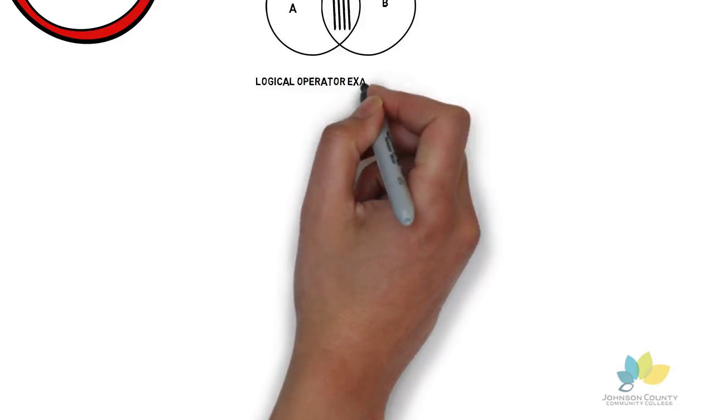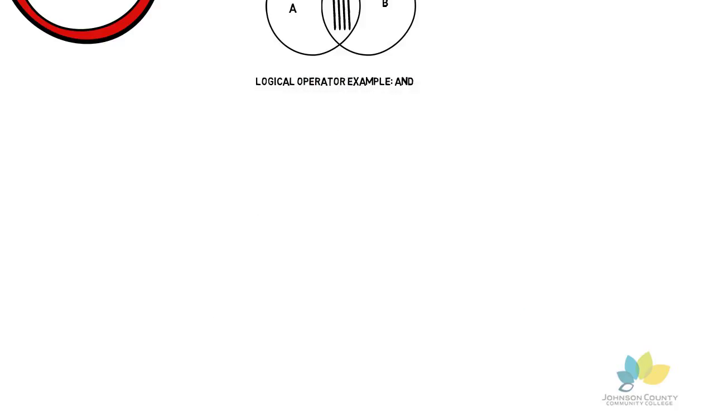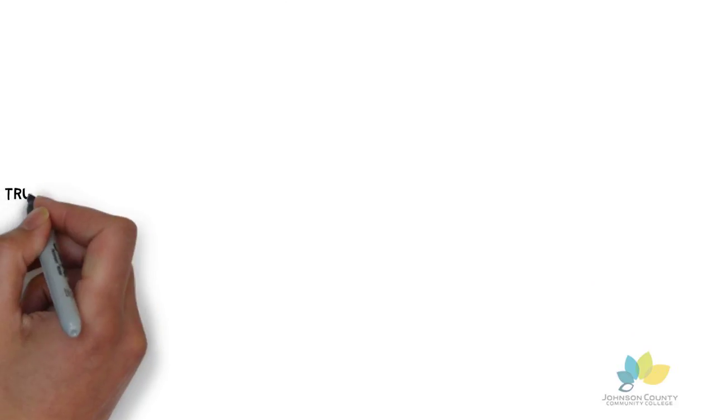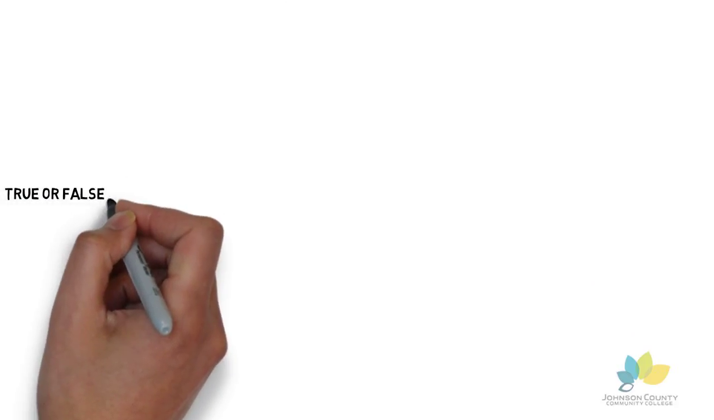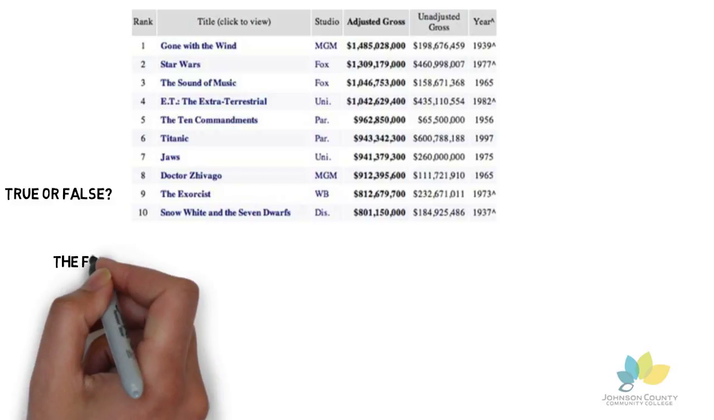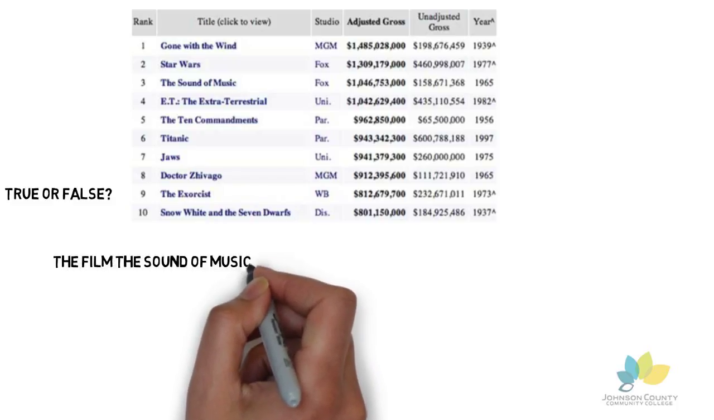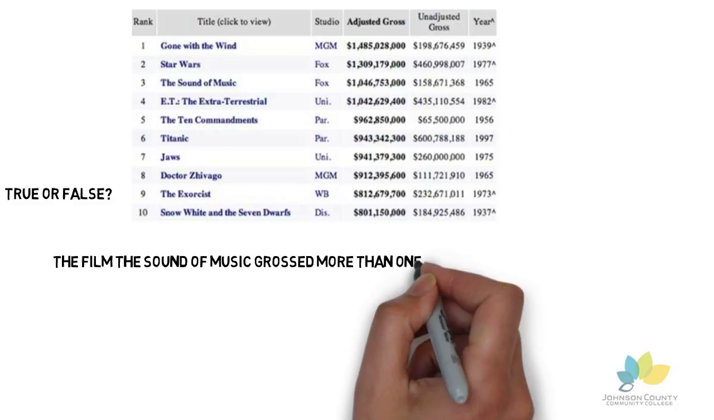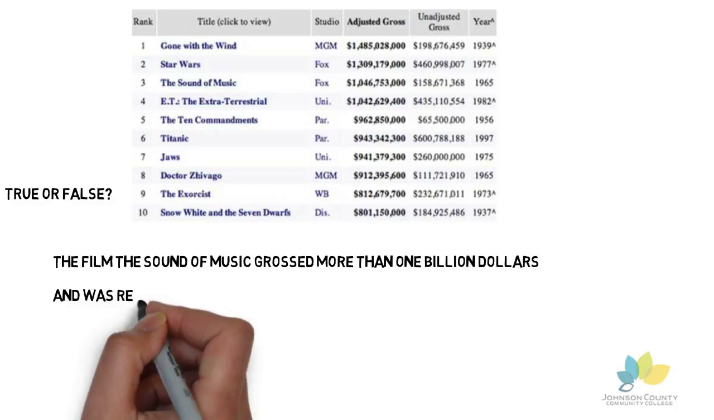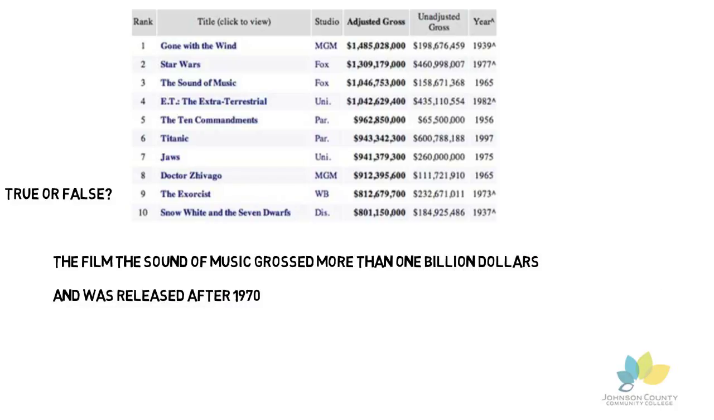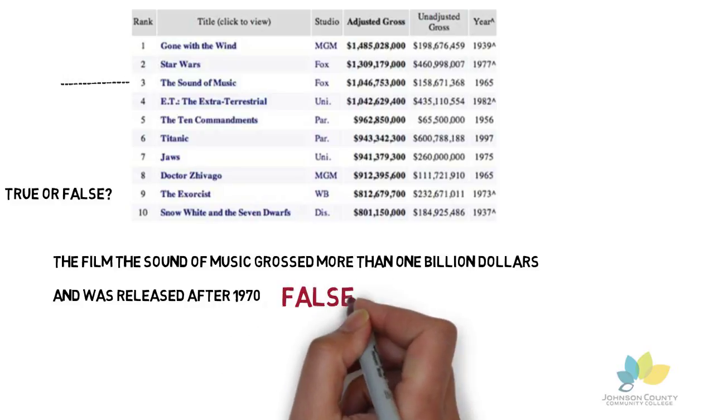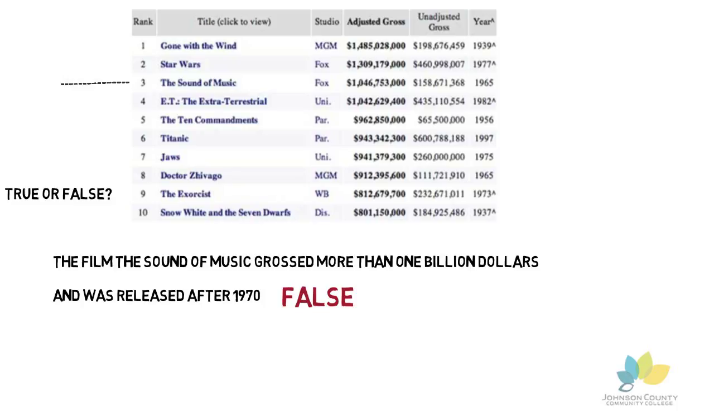logical operator example using "and". Is it true or false? The film The Sound of Music grossed more than $1 billion and was released after 1970. The answer is false. Although Sound of Music did gross more than $1 billion, it was released in 1965.